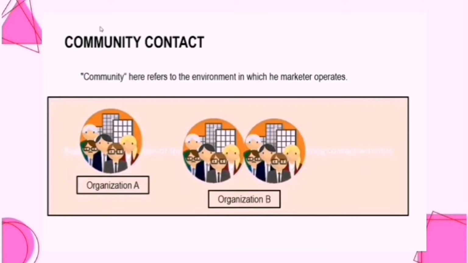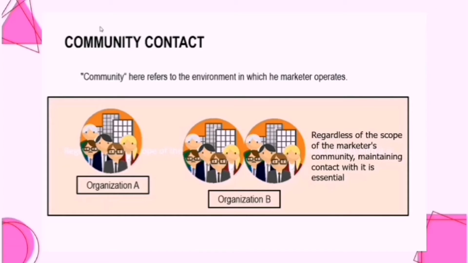Community contact. In community contact, community here refers to the environment in which the marketer operates. So, in the marketing environment, some organizations create an intelligence group, for instance, to snoop on their rivals, either a small or a large group of organizations. Regardless of the scope of the marketer's community, maintaining contact with it is essential.